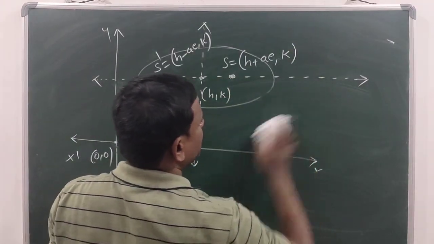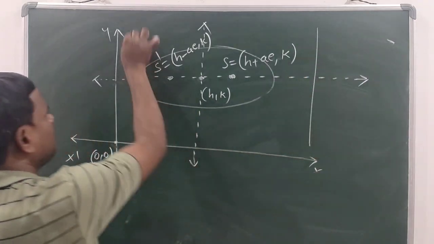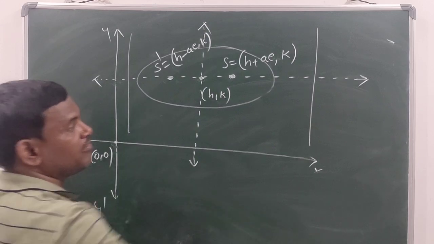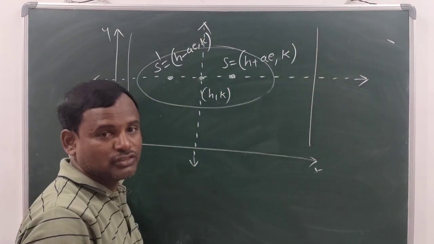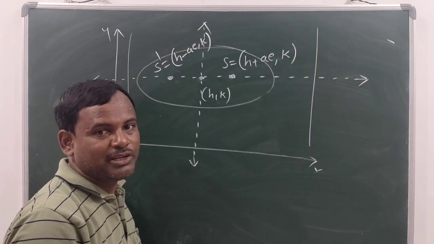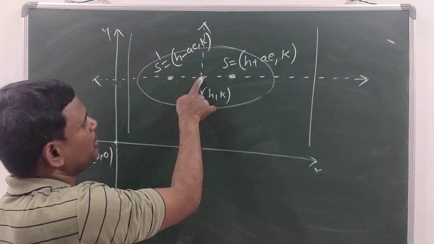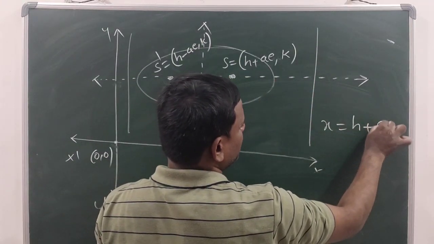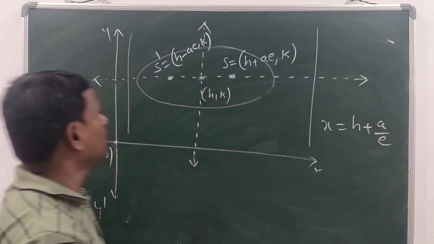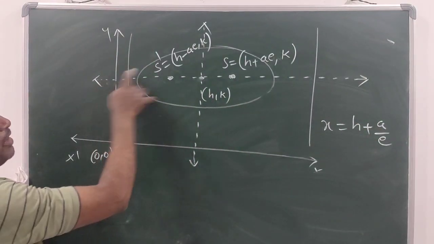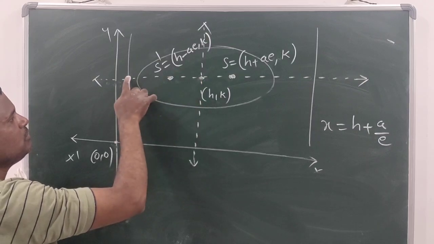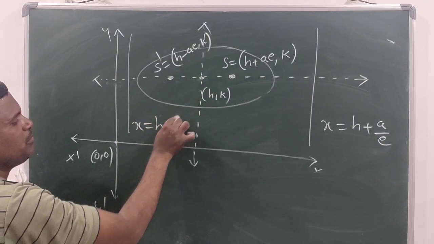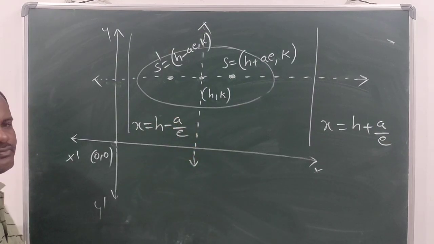Next, here you will get a directrix, and here you will get one more directrix. Can you expect the equation of this directrix? For the previous one, x equal to a by e. Just add from here to here h, and from here to here a by e. So x equal to h plus a by e. And for this directrix, from here to here is h, from which you have to subtract this a by e, so that x equal to h minus a by e.